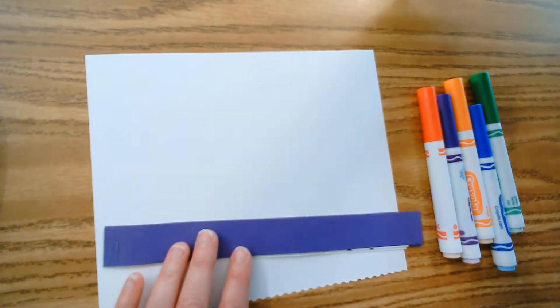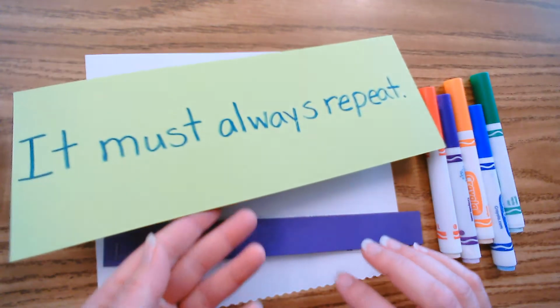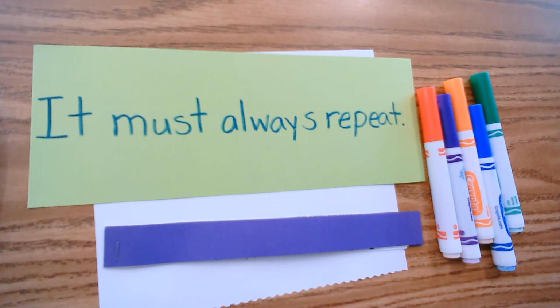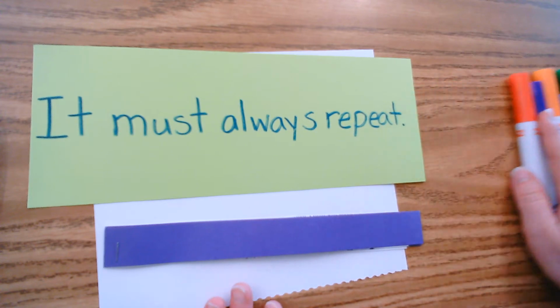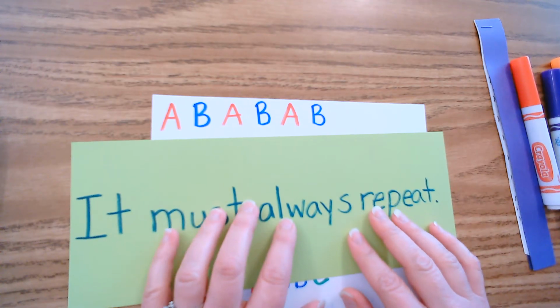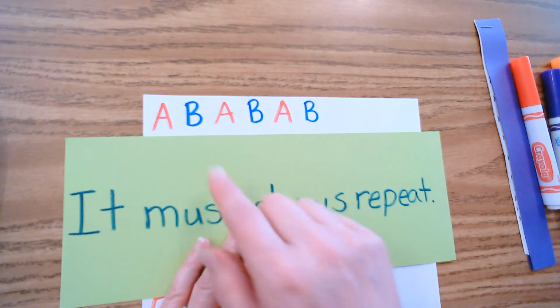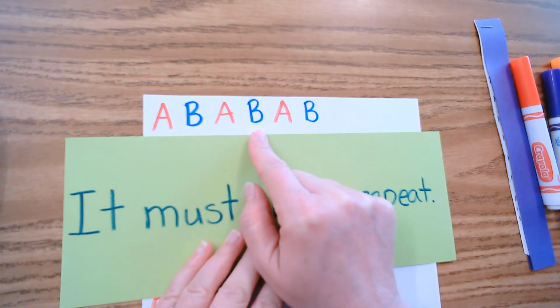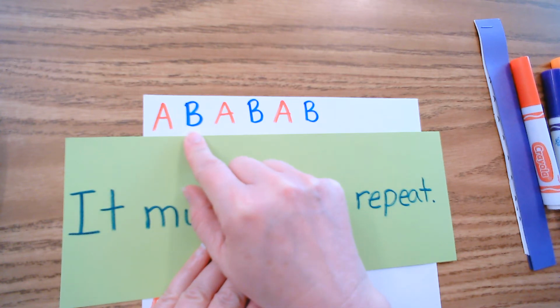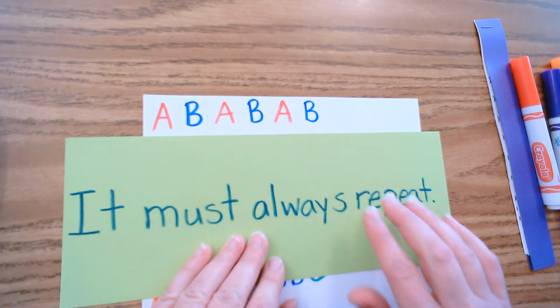So the first thing that we need to know about patterns is it must always repeat. That's what makes a pattern, is that it repeats over and over and over again. So we're going to look at some different kinds of patterns and talk about what each one is. One pattern that we can make is an AB pattern. Here on this AB pattern, my A's are red and my B's are blue. So whenever I did this pattern, I would go red, blue, red, blue, red, blue.